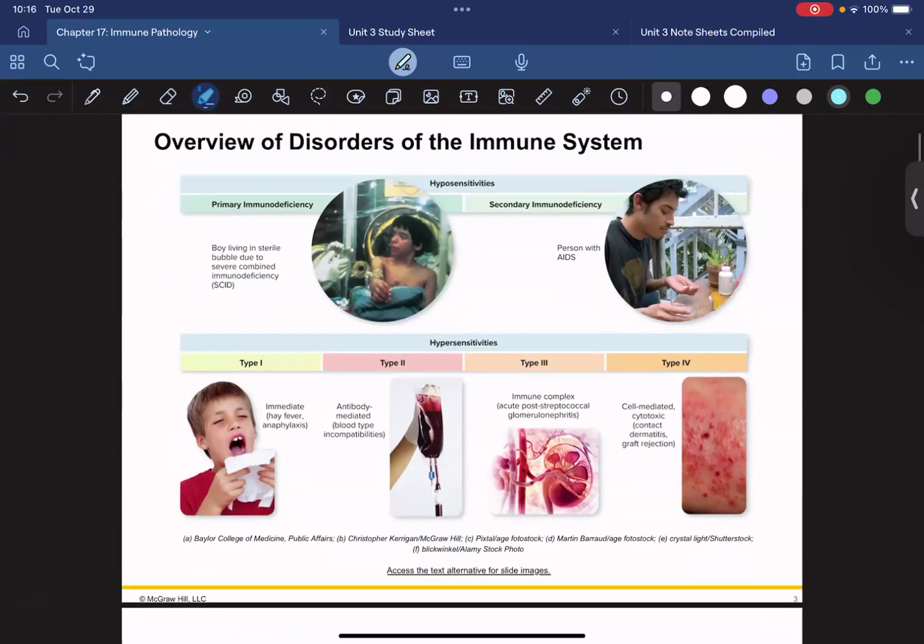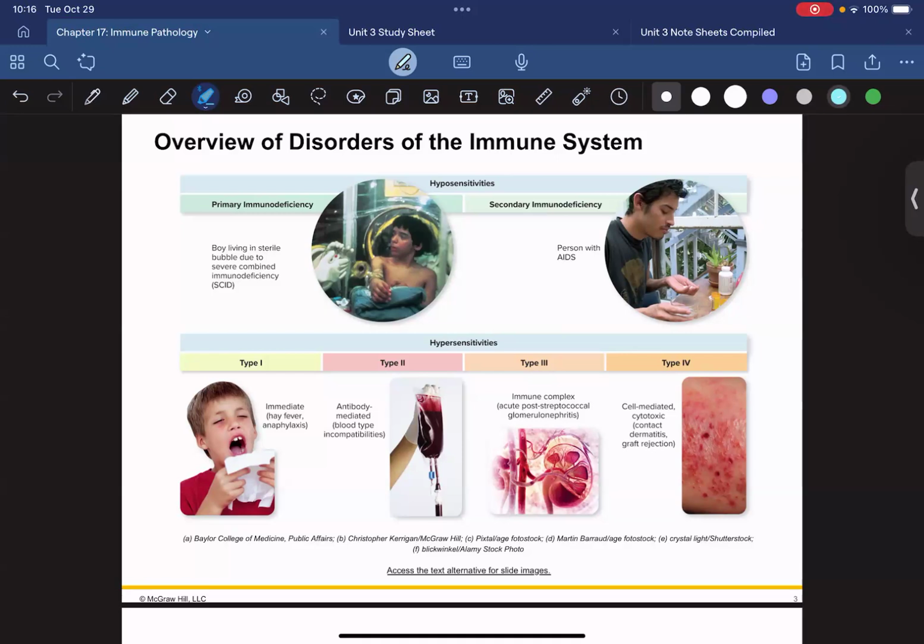This is a good little summary table over what we'll be talking about. At the top we have our primary and secondary immunodeficiencies that we'll get into. That's going to be the last part of the chapter. The first part of the chapter is mostly going to be focusing on our hypersensitivities. There are 4 types: type 1, 2, 3, and 4. We'll get into them in order, but type 1 is mostly your allergies. Type 2 is going to be associated with IgM and IgG reactions, mostly to blood types. That's going to be our concern.